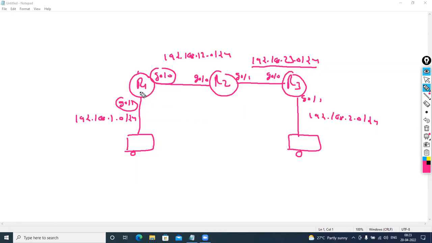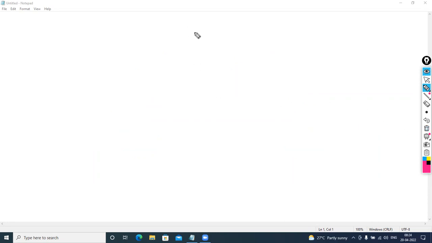G0/0. Correct, right? Yes. Now let us consider on R2, I want to create a static route for 192.168.1.0. From where are you going, G0/0 or G0/1? G0/0. Why G0/1? Your network is here, right? Yes, yes. Then what are you exiting from? G0/0. Okay, okay. Now understood. Thank you.